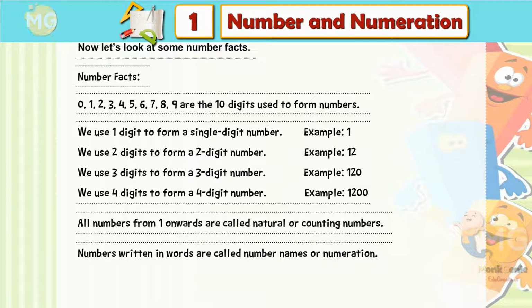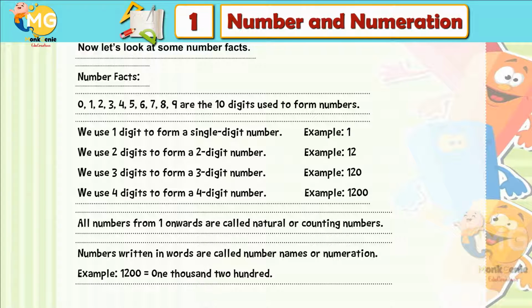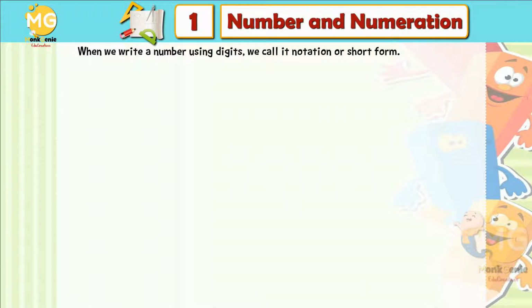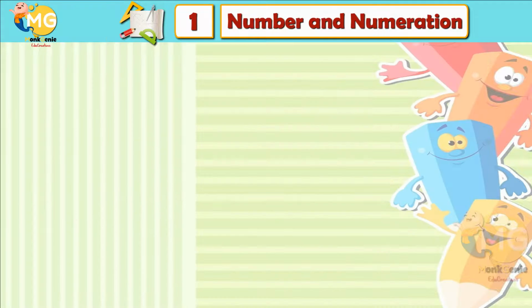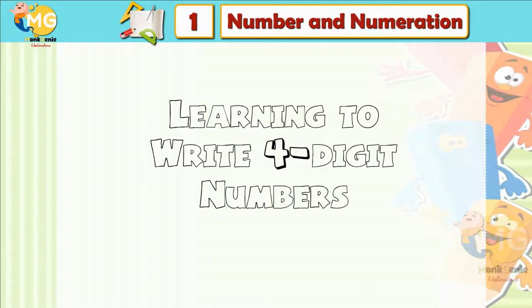Numbers written in words are called number names or numeration. Example, 1200 is equal to one thousand two hundred. When we write a number using digits, we call it notation or short form. Example, 3518 is equal to three thousand five hundred eighteen. Learning to write four-digit numbers.